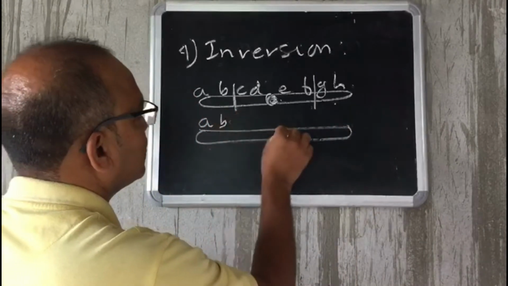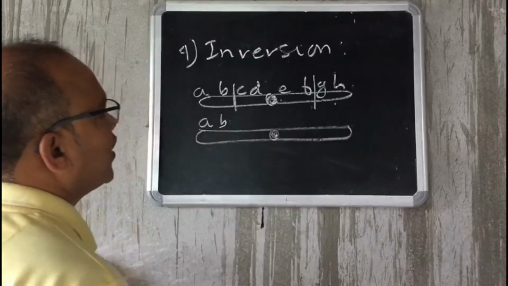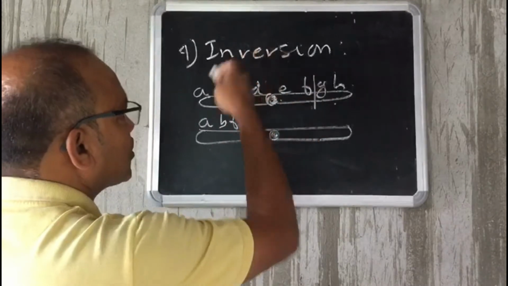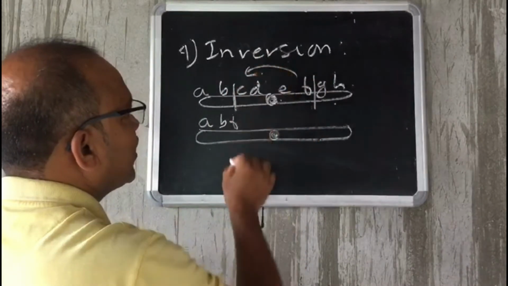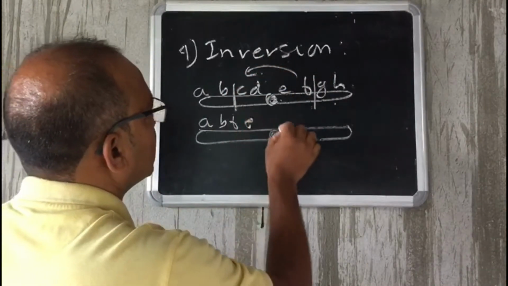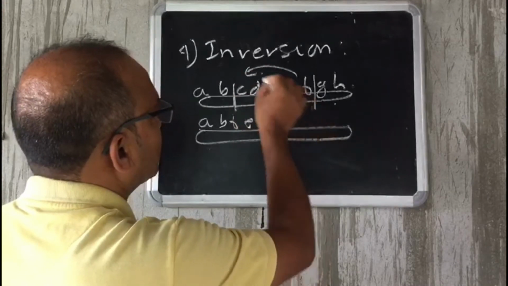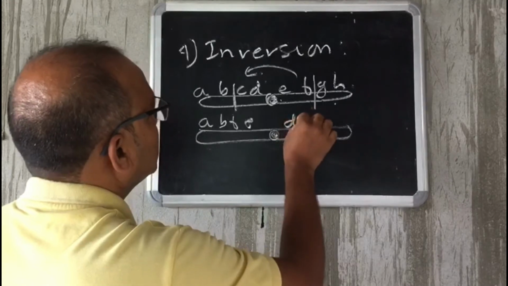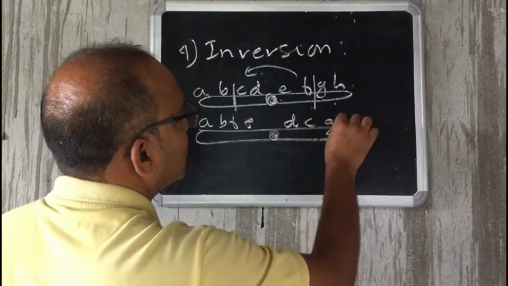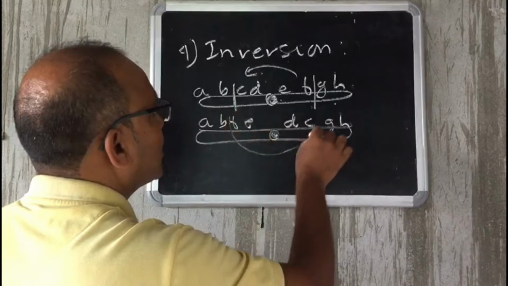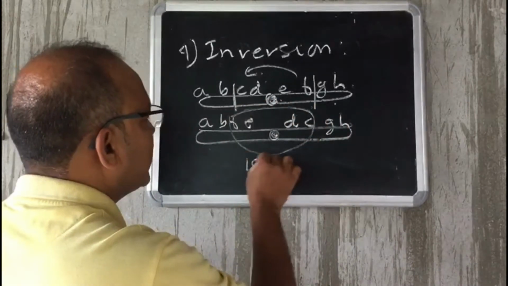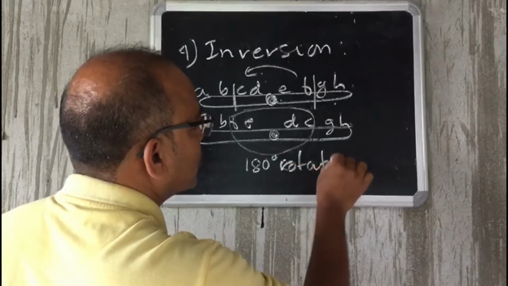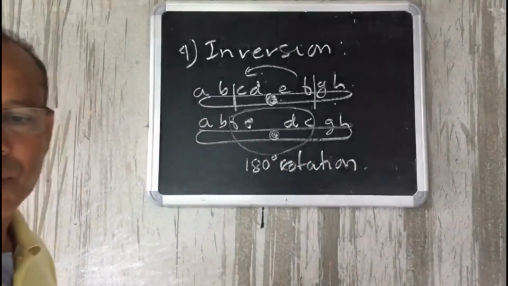A, B, again I have the centromere here. A, B. Now the F will come here because it is 180-degree rotation. F, E, then what goes here is D, C, G, H. So what you see here is a 180-degree rotation. This is what is called inversion.